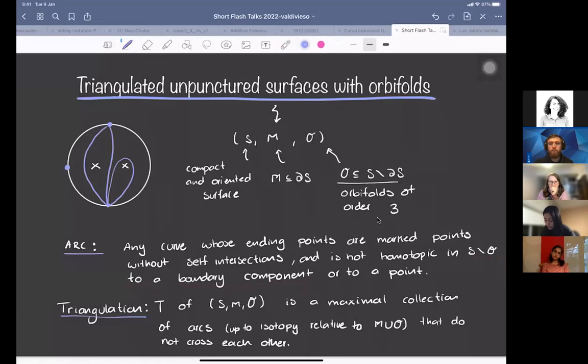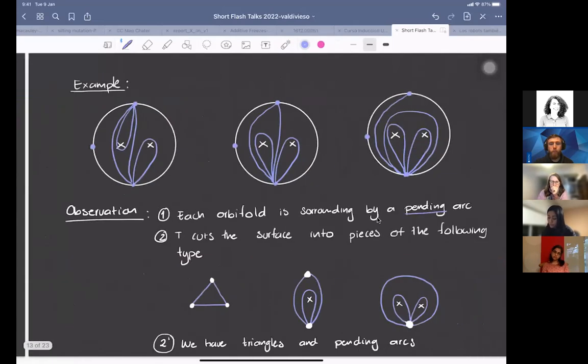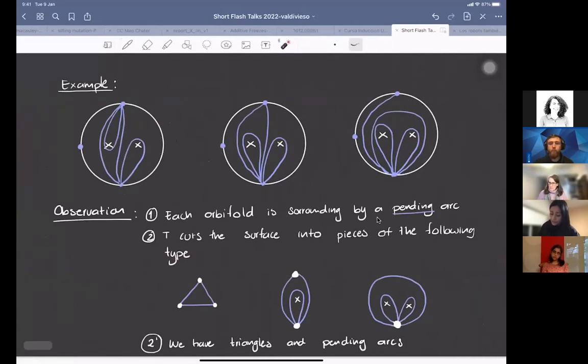that do not cross each other. So, for example, if we consider the same surface as before, we can have these triangulations. And if we look at this triangulation, we can observe a few things. For example, each orbifold point, which is drawn like a cross, is surrounded by this arc, which we call a bending arc. We can observe that the triangulation is cutting the surface into pieces of the following type.